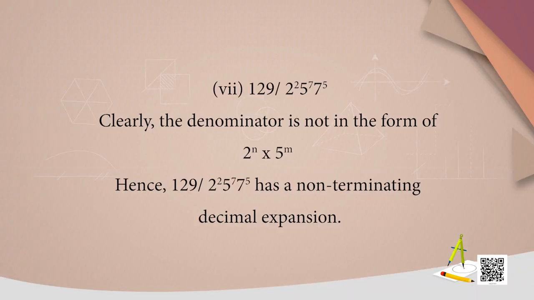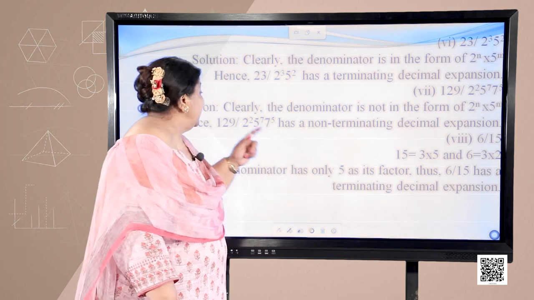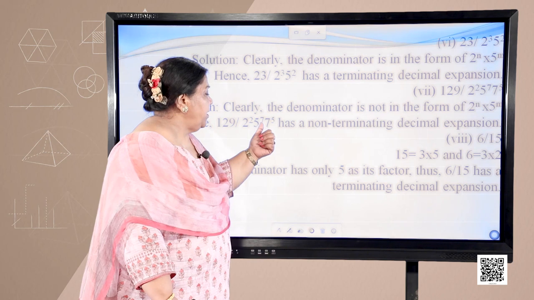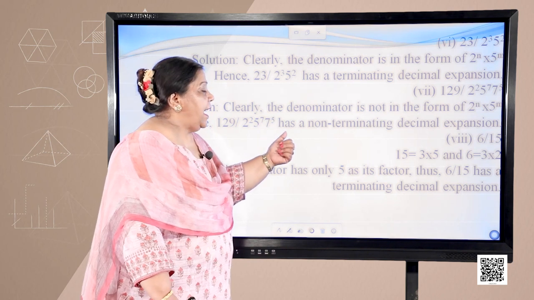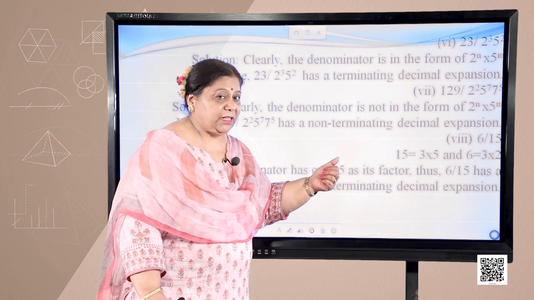Next, 129 divided by 2 to the power 2, 5 to the power 7 and 7 to the power 5. What do we notice here? 7 is extra for us, we don't want it according to our theorem, right? So, clearly the denominator is not in the form 2 to the power n into 5 to the power m. Therefore, 129 divided by 2 to the power 2, 5 to the power 7 into 7 to the power 5 has a non-terminating decimal expansion. I hope it is clear.